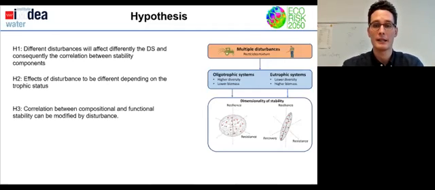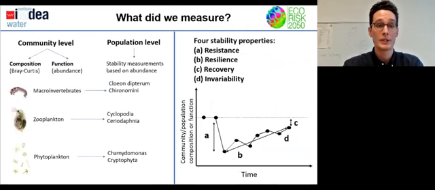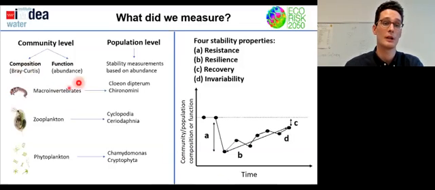Finally, we hypothesized that the correlation between compositional and functional stability can be modified by disturbance. We sampled 3 organism groups: macroinvertebrates, zooplankton, and phytoplankton. From these samplings, we measured stability at the community and at the population level. At the community level, we distinguished between compositional and functional stability. Measurements of compositional stability were based on Bray-Curtis dissimilarity, and functional measurements of stability were based on abundance.